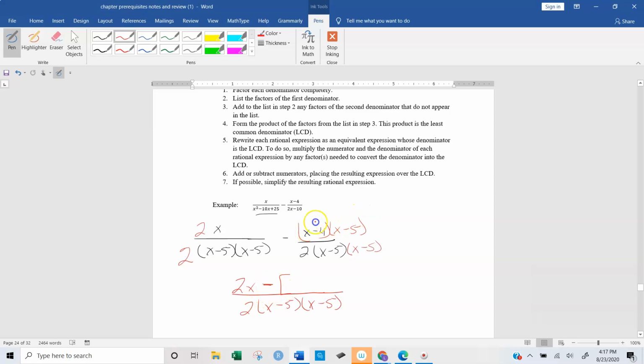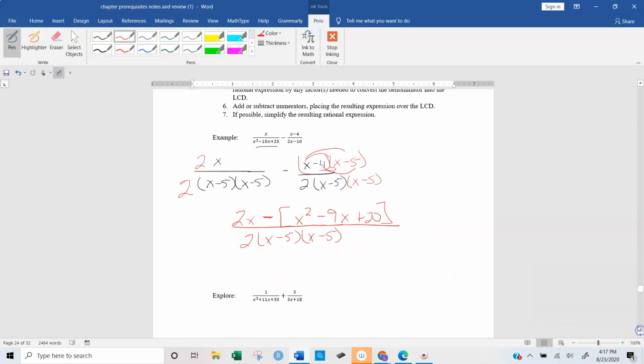So now we're going to distribute this. Do all your multiplication, and I hope you came up with x squared minus 5x minus 4x, which should have given you a minus 9x plus 20. But remember, in front of this whole thing is that negative sign, so in order to get rid of that, I have to distribute that negative through. So we really have 2x minus x squared plus 9x minus 20 all over 2 times x minus 5.